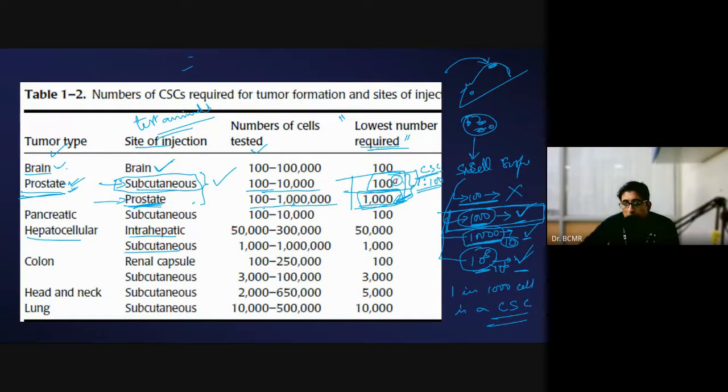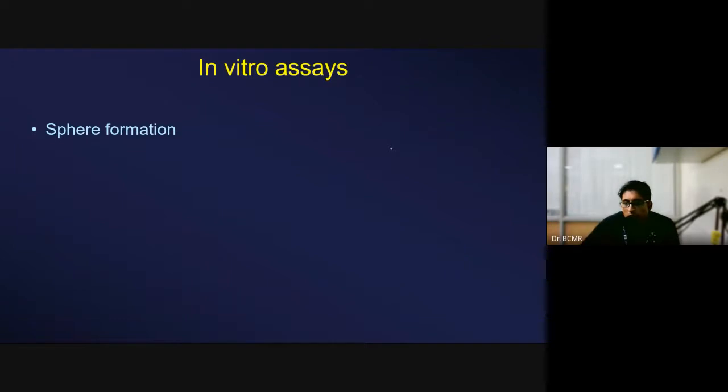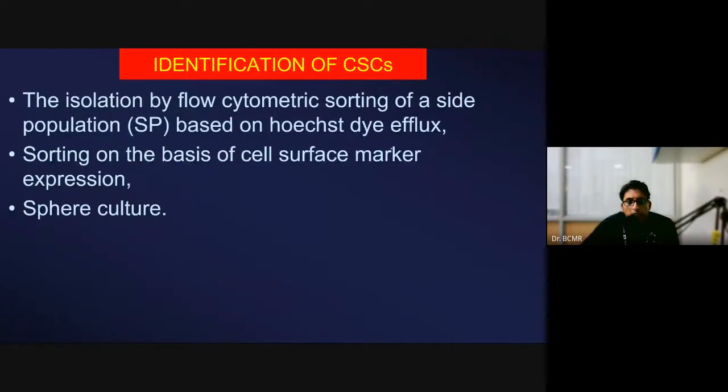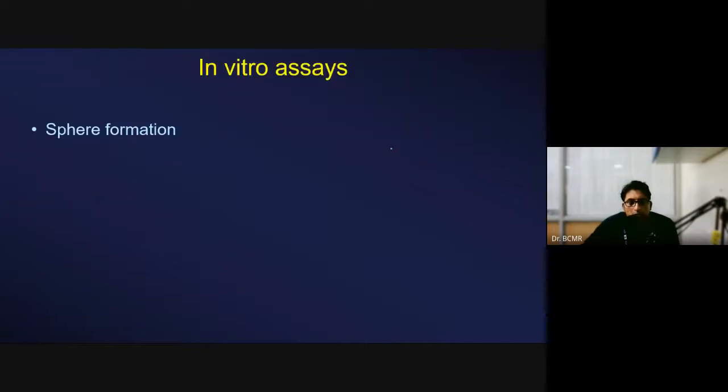Okay. So that is how you look at this data, or that is what people do when they are experimenting. So the in vitro assay is sphere formation. We discussed that already.